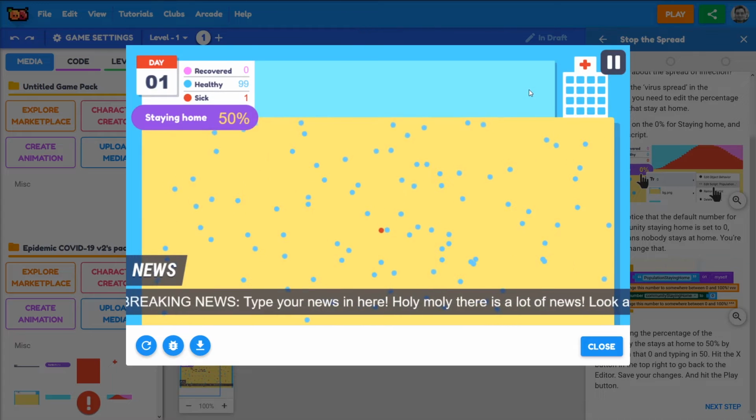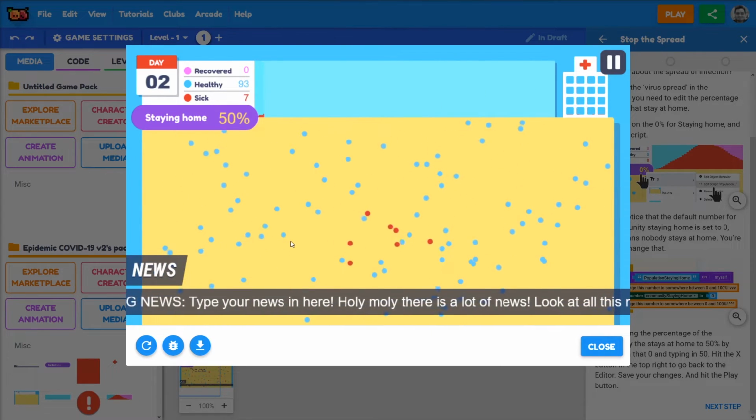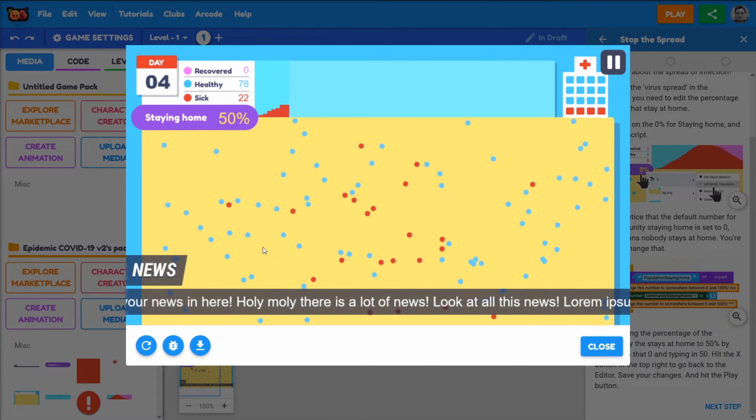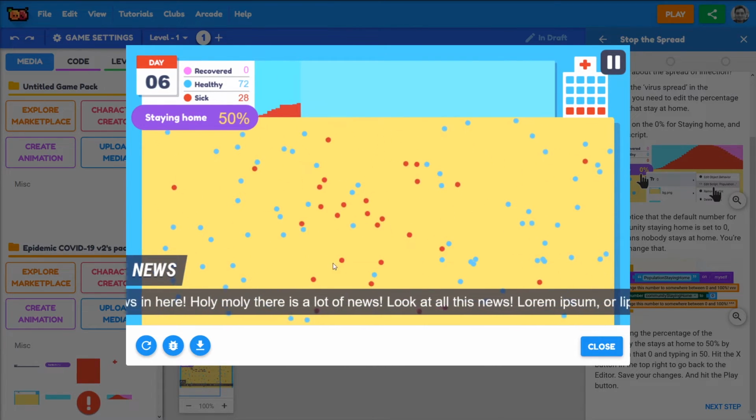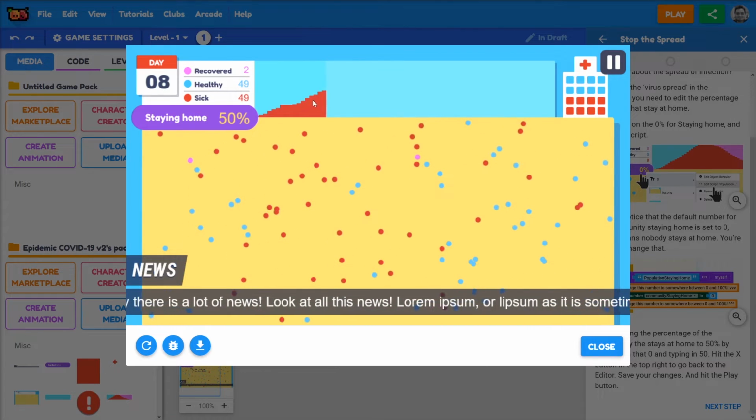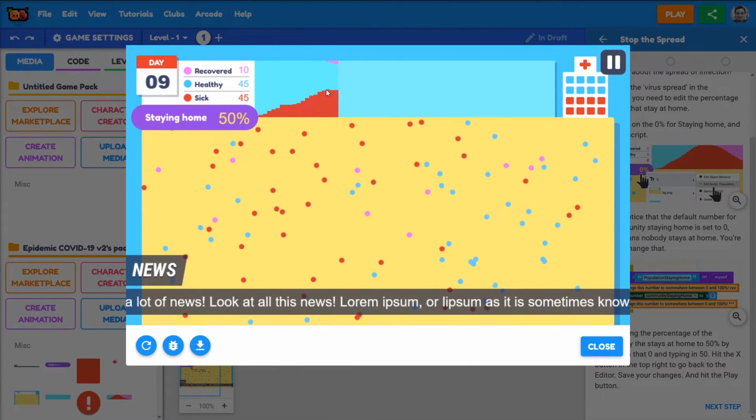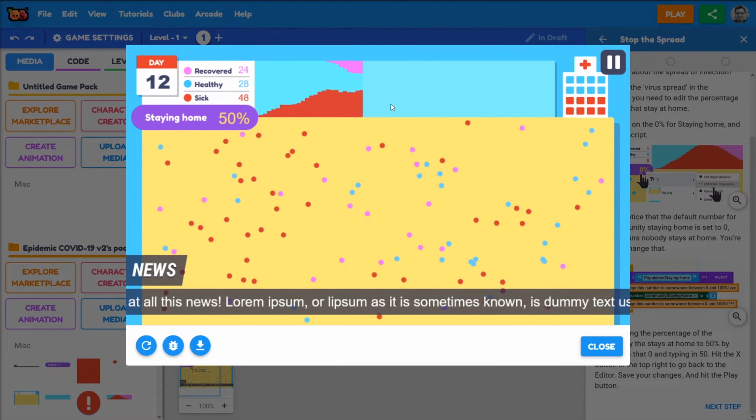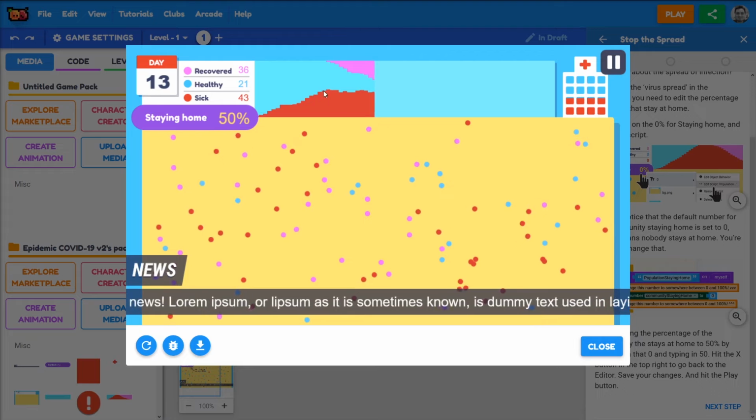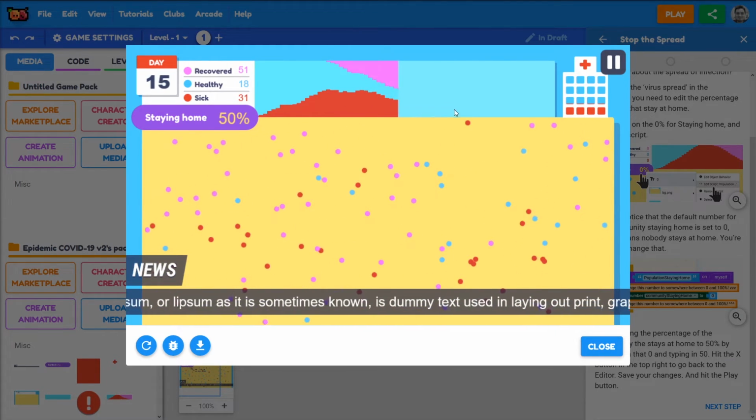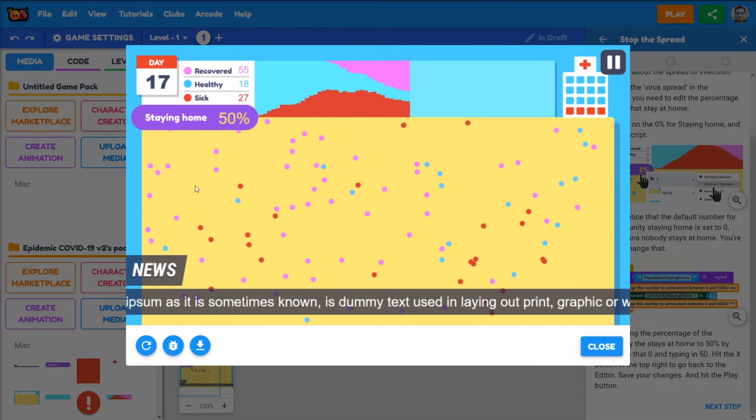Let's try 50. Okay, so there's a lot less movement. Still a bit of an early outbreak though. Sometimes this kind of thing can be luck. Now, it looks like we've hit the peak right there. So, as far as this model goes, 50% might have been a winner. You've still got enough activity going.